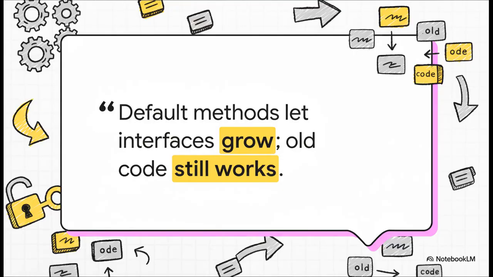This really is the core idea to take away. Interfaces can now grow and evolve. You can add new functionality without breaking that critical contract for all the code that already depends on it. The old code just keeps working.